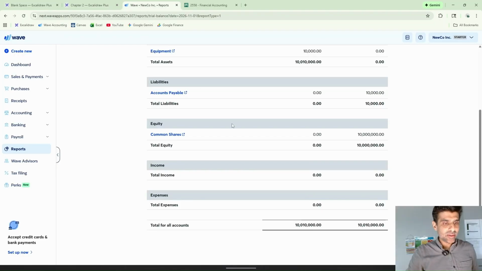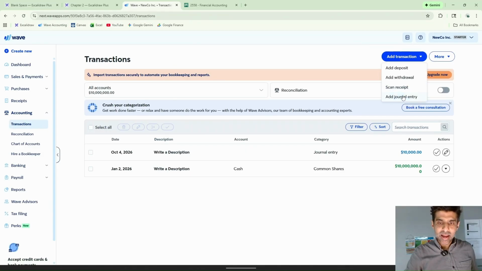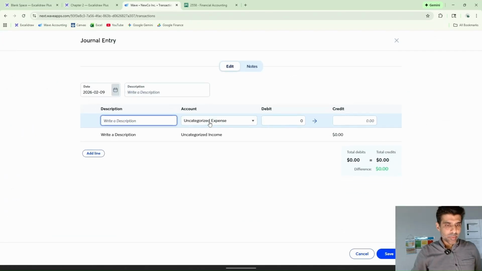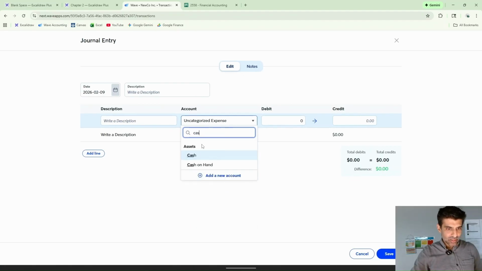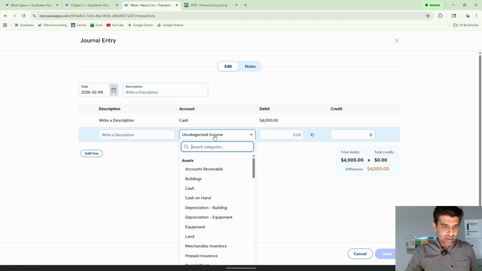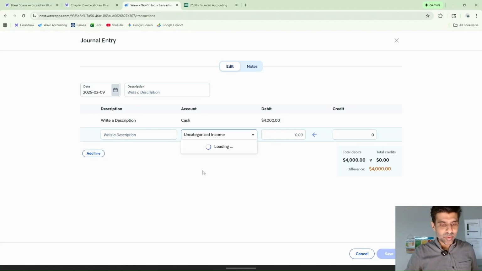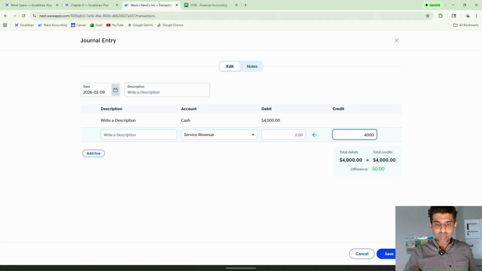Okay, so let's do that. So I'm going to go back to transactions. I'm going to add another journal entry. I'm going to say cash 4,000 debit, and then service revenue. So it's calling this income, okay? It's an income account. That's what this software is calling it, but it's a revenue, income, same kind of terminology, okay? And this is going to be 4,000.